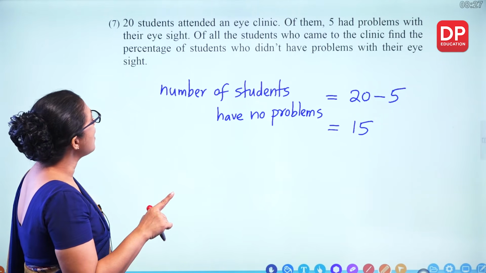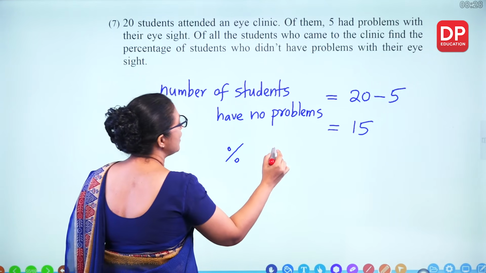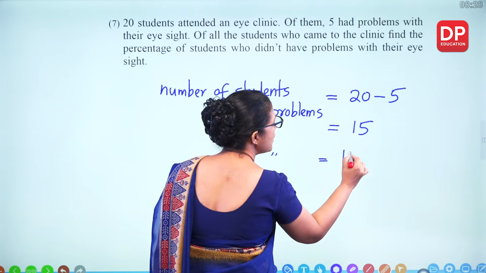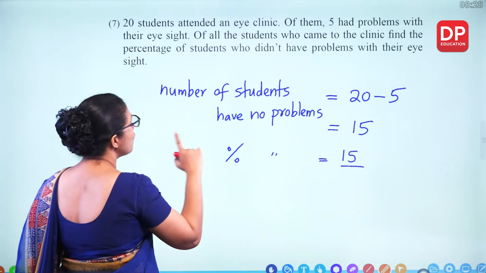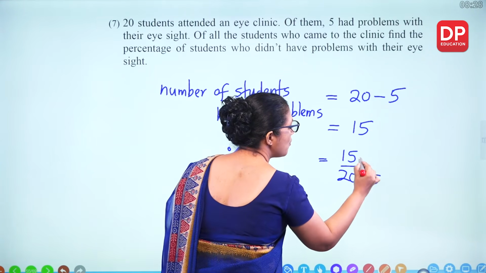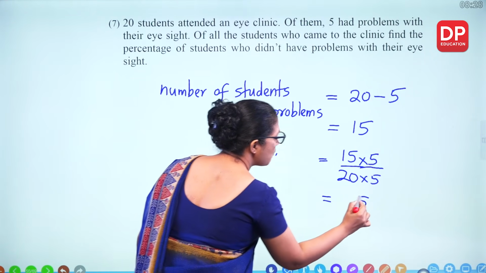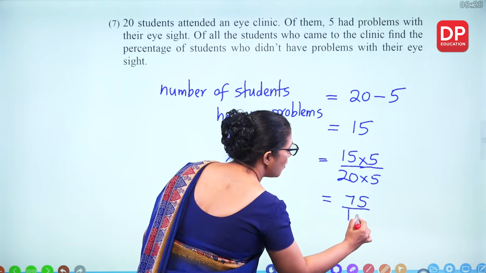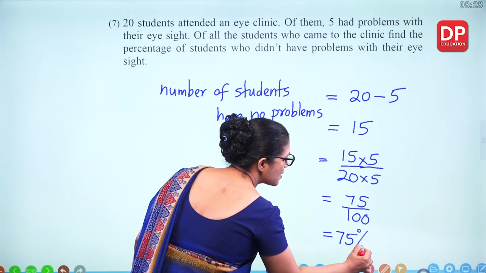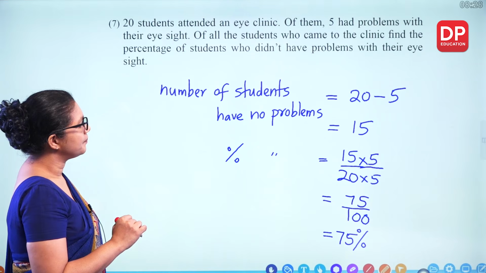So how can you write this number as a percentage? So the percentage value for those who have no problems, 15 students out of 20. Convert to percentage, multiply by 5 both the numerator and the denominator. You get 5 times 5, 25, and here you get 7. 75 over 100. That means 75% of students have no problems with their eyesight.